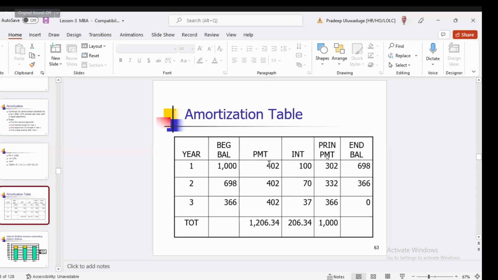Inside the installment payment of 402 rupees, this interest is included. The principal payment is the payment less the interest, which is 302. Right? So at the beginning of the second year, the balance in the loan will be 698 rupees.